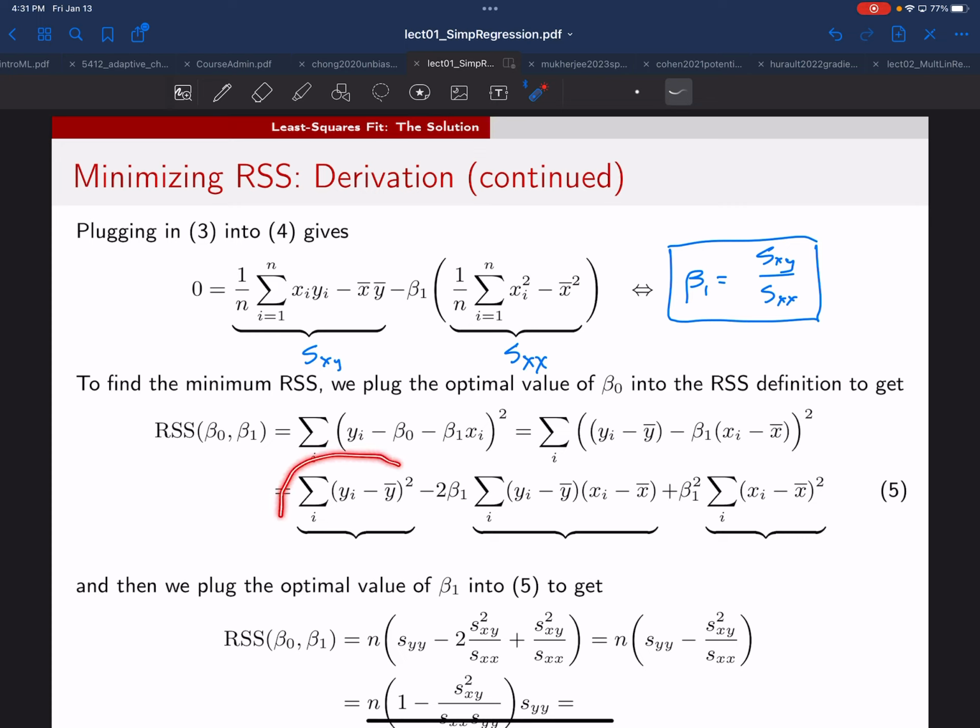So does this first sum look familiar to you? Yeah, almost the variance. There's one other thing. The normalization is not included here. We don't have the 1 over n. So this is going to be n times the variance of y. Oops, Syy. And what about this next one? Yeah, n times Sxy. And finally, n times Sxx.